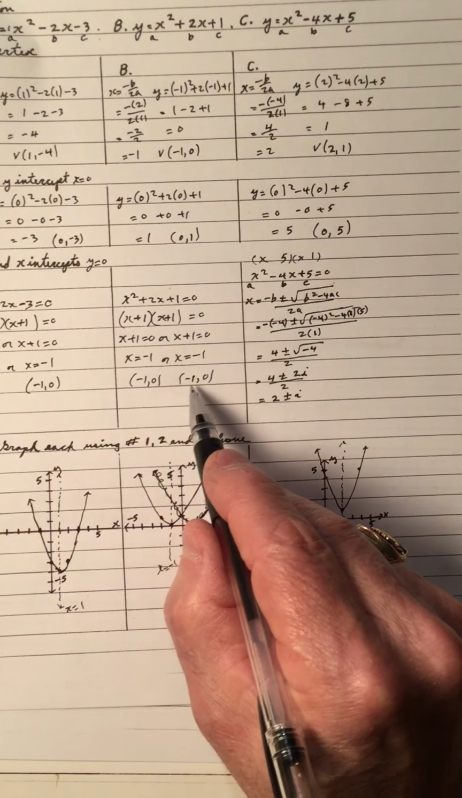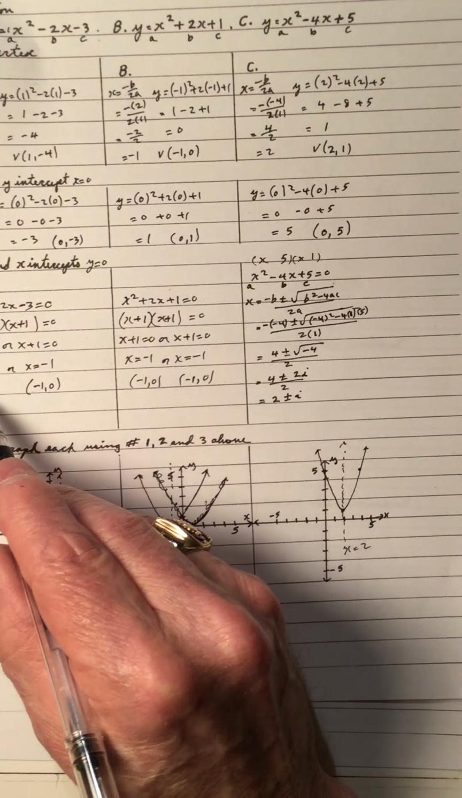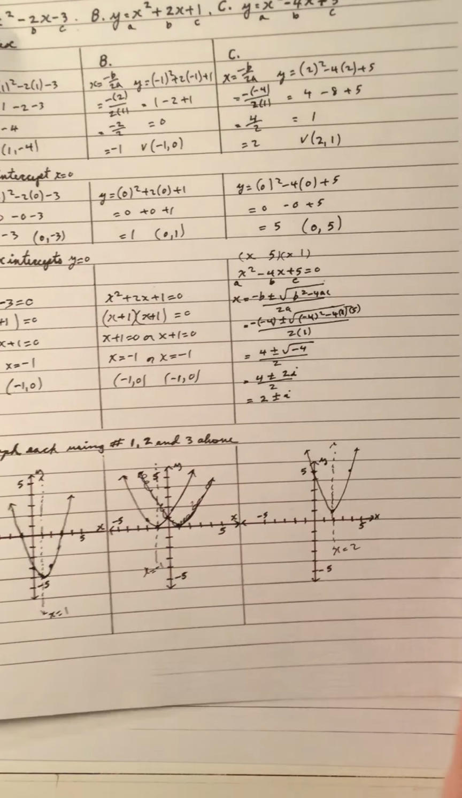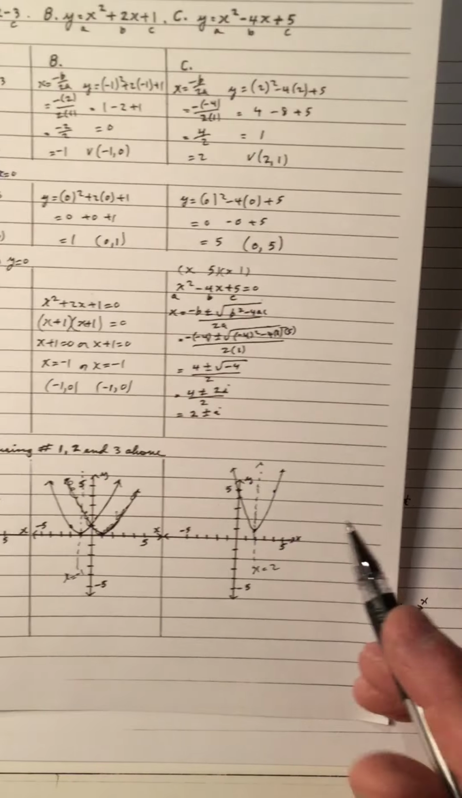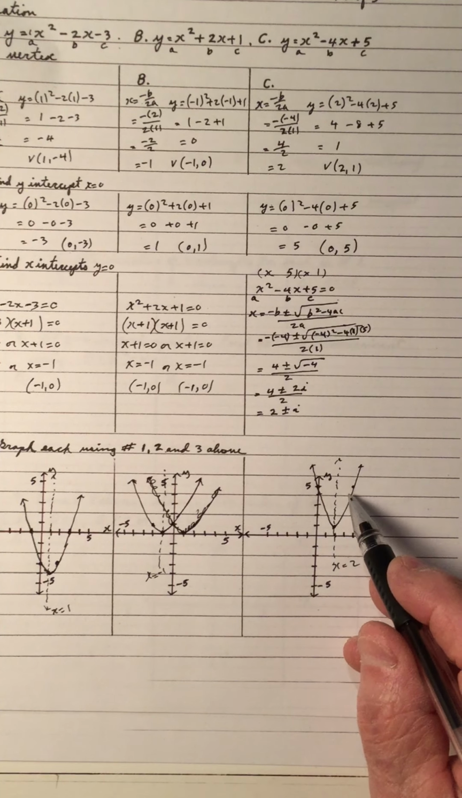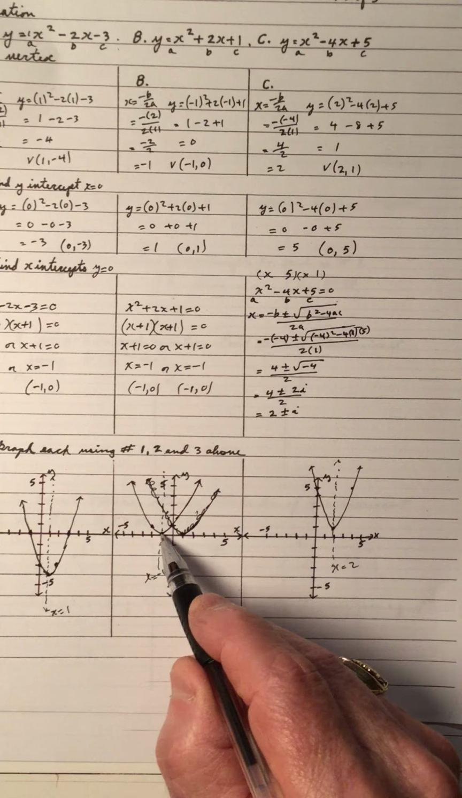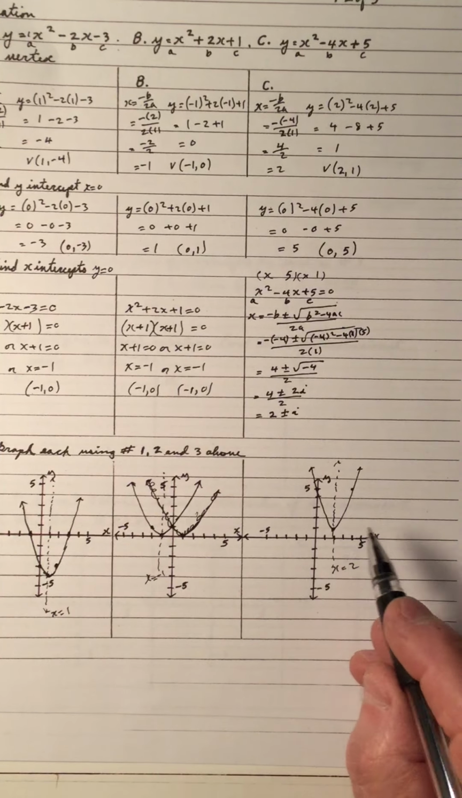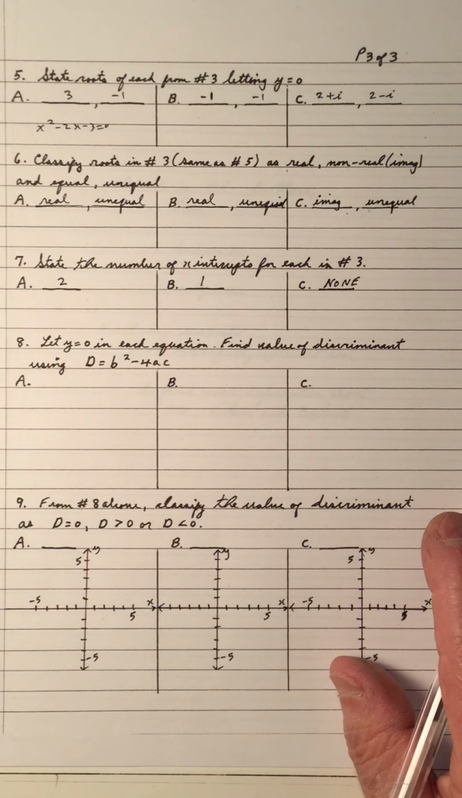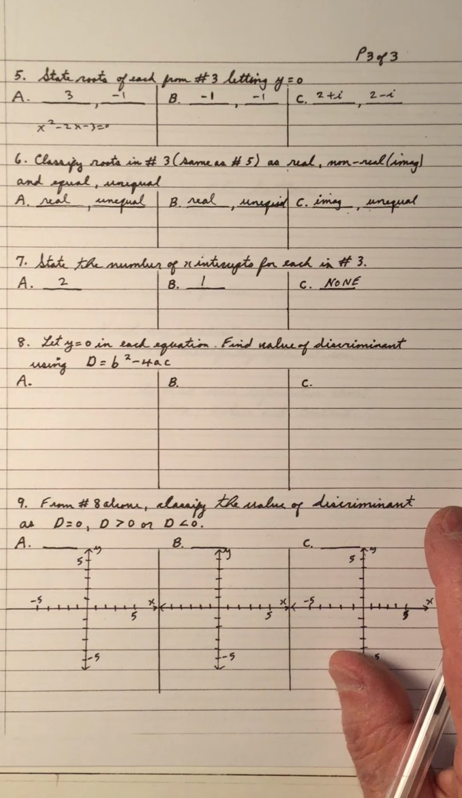Right here is -1, -1. These are real, unequal. These are real, equal. These are imaginary. And notice the graph. There's no x-intercept. There's the vertex going upward. There's only one x-intercept here. And right here there are 2 x-intercepts. But this one has none because you have imaginary numbers.